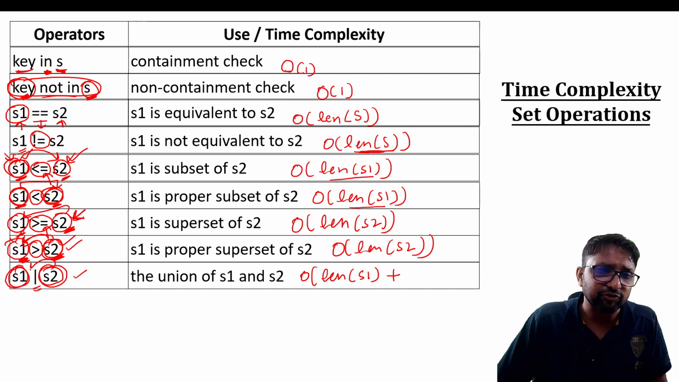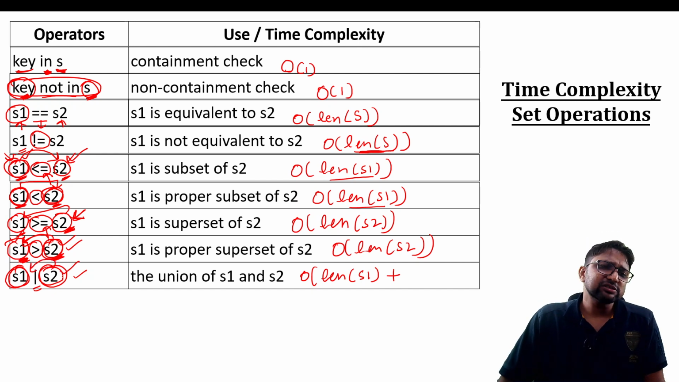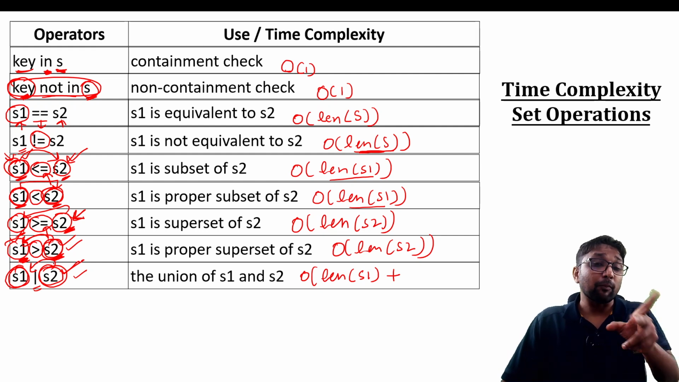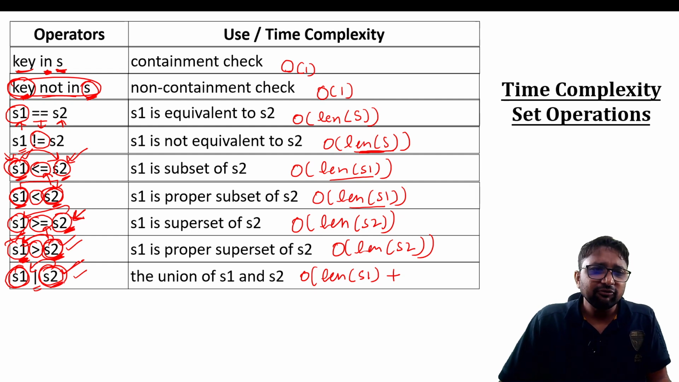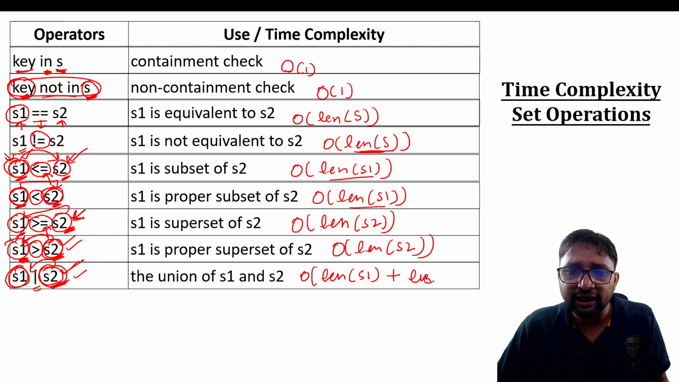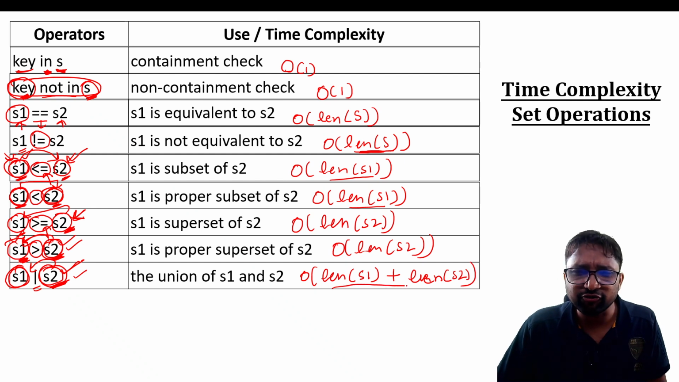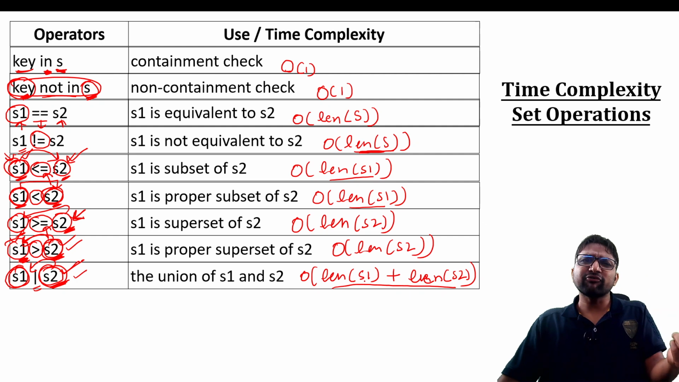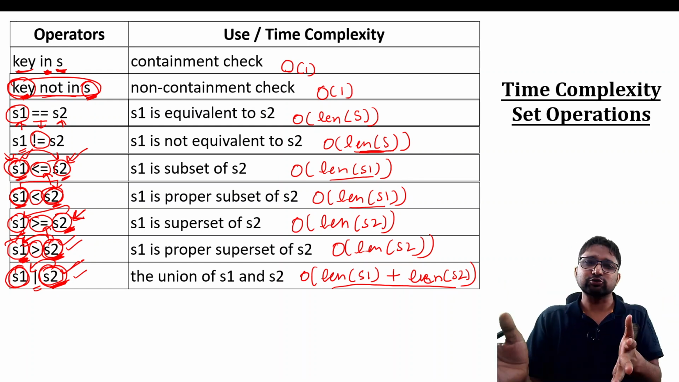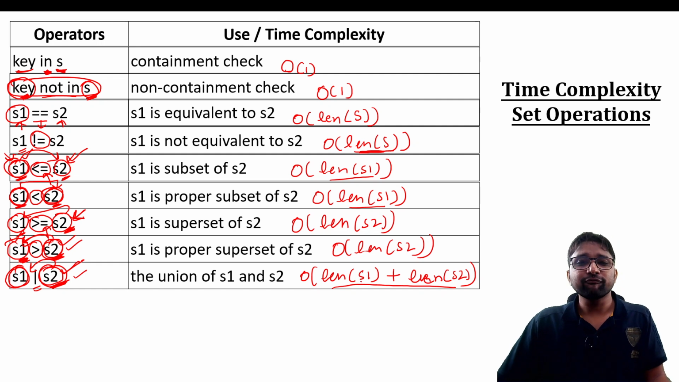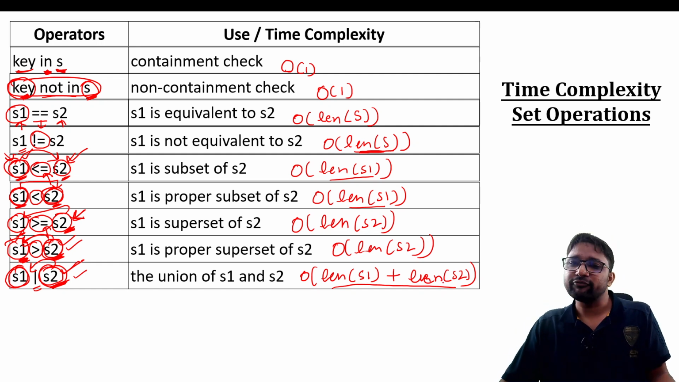not present in S1. Maybe you may consider all the elements of S2, because even if they are matching, you need to compare. So how many further operations do you need to perform? Length of S2. That's it. So this is the time complexity of union operation: length of S1 plus length of S2. You need to process all the elements of S1 and S2, so the time complexity will be order of length of S1 plus length of S2.